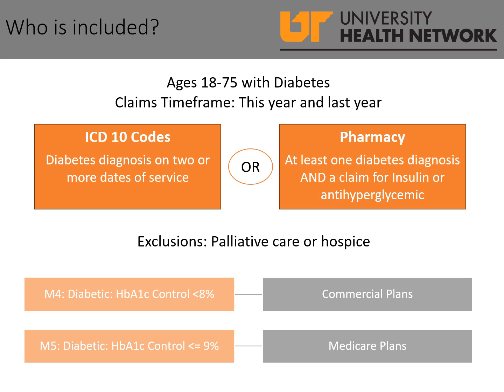You'll note that commercial plans measure control as the most recent value less than 8. Medicare plans, including red, white, and blue, and MA, measure control as the most recent value less than or equal to 9.